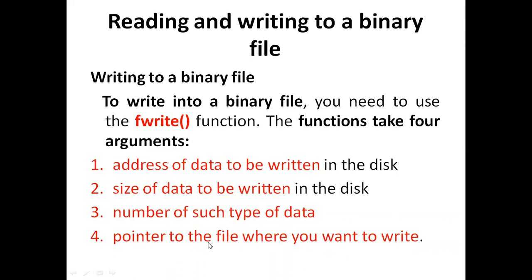Okay, that file information is assigned to the file pointer. That file pointer is going to be passed as the fourth parameter. How many arguments are we going to pass to fwrite? We need to remember four arguments. First argument is the address of the data, second argument is the size of the data, third argument is the number of such data items, and fourth argument is the file pointer, to which file we want to write.